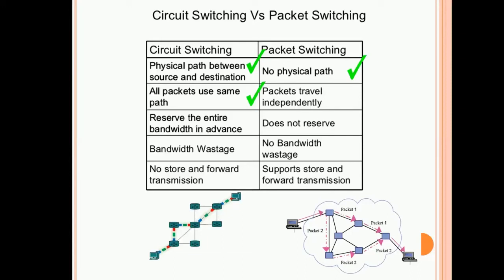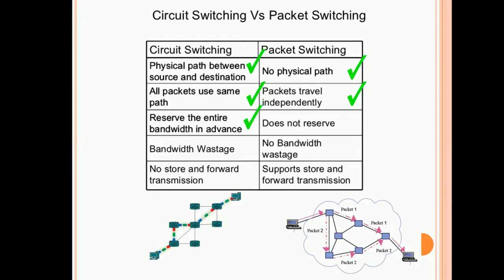You see, in circuit switching, the blue data, the green data, and the red data, all three kinds of data choose the same path. Whereas in packet switching, the packets travel in different paths. The packets will travel independently, or the packets will choose different paths. Here you can see packet one chooses a different path and packet two chooses a different path. So this kind of different path choosing is called packet switching.